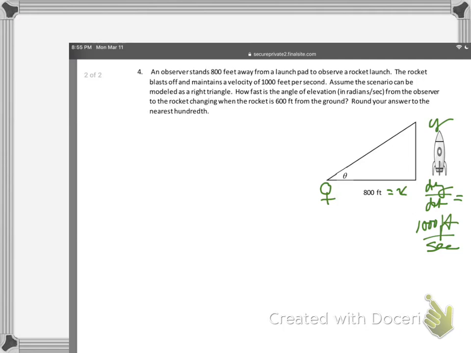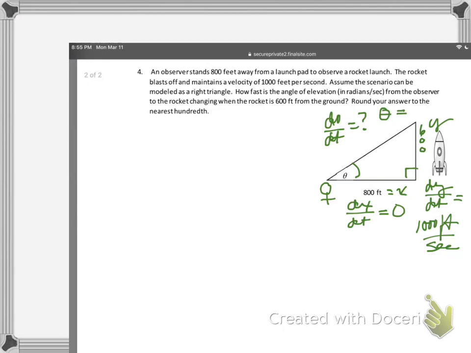Let's continue reading. Assume the scenario can be modeled as a right triangle. Okay, so that's our right angle. How fast is the angle of elevation, this angle right here, in radians per second from the observer to the rocket changing when the rocket is 600 feet off the ground? That's my y value. So I want to find d theta dt, but I'm missing some things. What am I missing? I'm missing theta, and I'm missing dx dt. Since that observer is not moving, we can assume that dx dt equals 0. Now I'm just missing the angle before I can start the problem. Look what I have: I have opposite and I have adjacent.